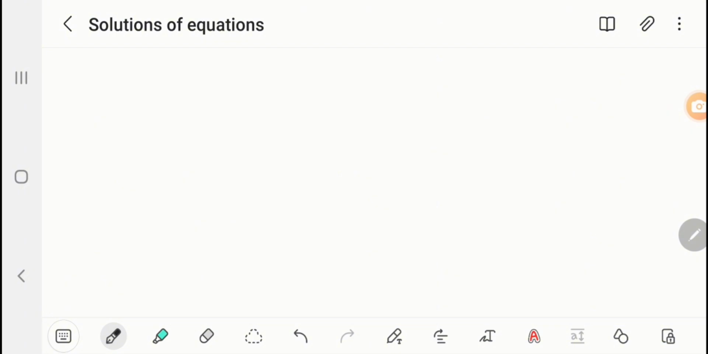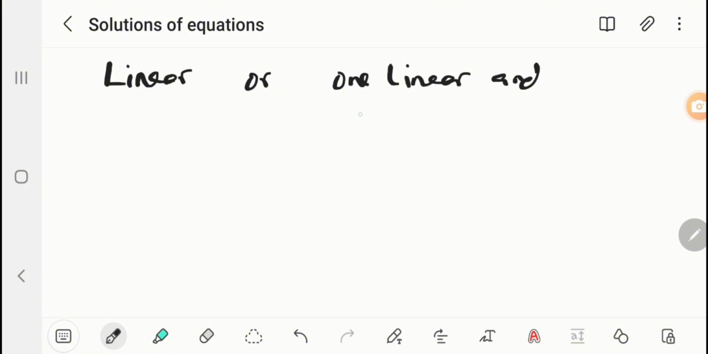Students, our today's topic is solutions of equations. Every time when we are given two equations, they may be either both linear, or one linear and one non-linear.